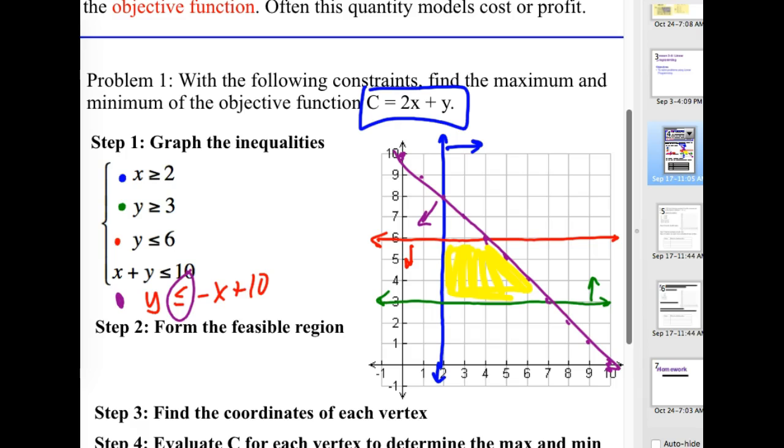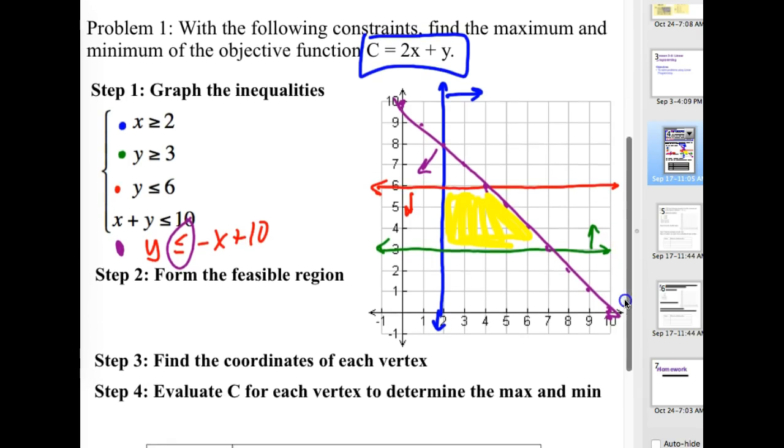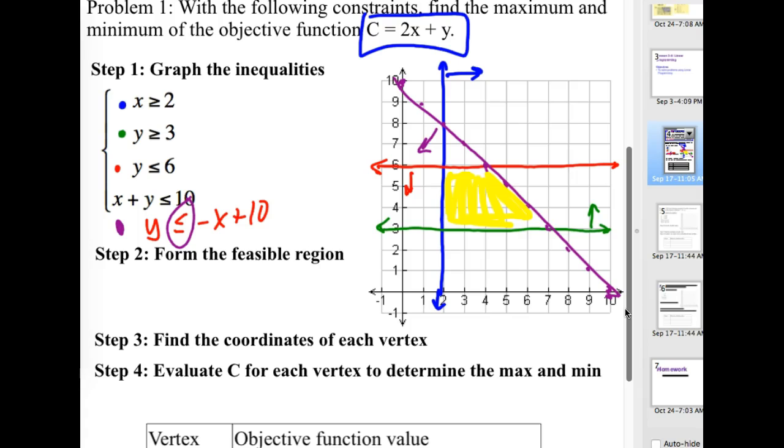Okay? The next step, we've graphed the inequalities, we've figured out the feasible region. Our next step is to find the coordinates of each vertex. Because yesterday we said any point in this region, the yellow part, or on the lines, because they're all solid lines, any of those values fit my constraints. Okay? But if I'm trying to find a maximum or a minimum, there's going to be an answer, right? There's going to be one point that gets me that maximum or minimum.